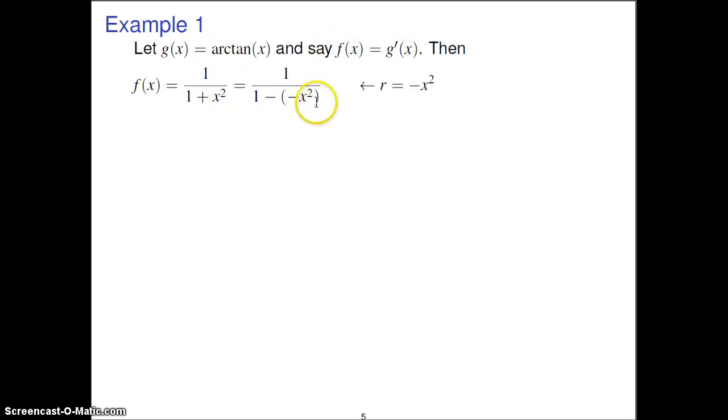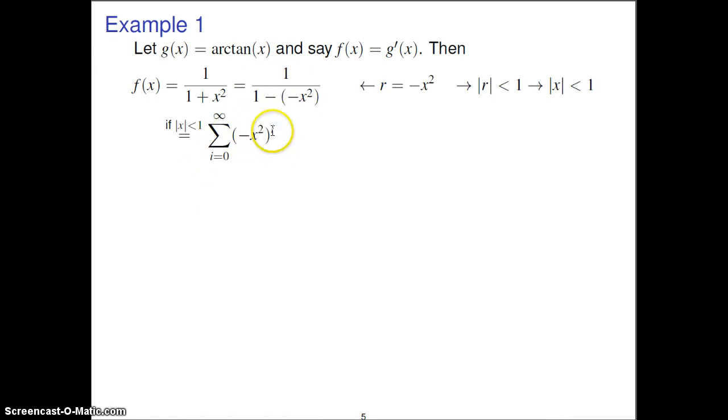And here, think of this as a sum of a geometric series. R is equal to negative x squared. That's in parentheses here. So the convergence will occur as long as, and if you work this out, this will be as long as x absolute valued is less than 1. So if that's true, then this right here is the sum of this geometric series right here.